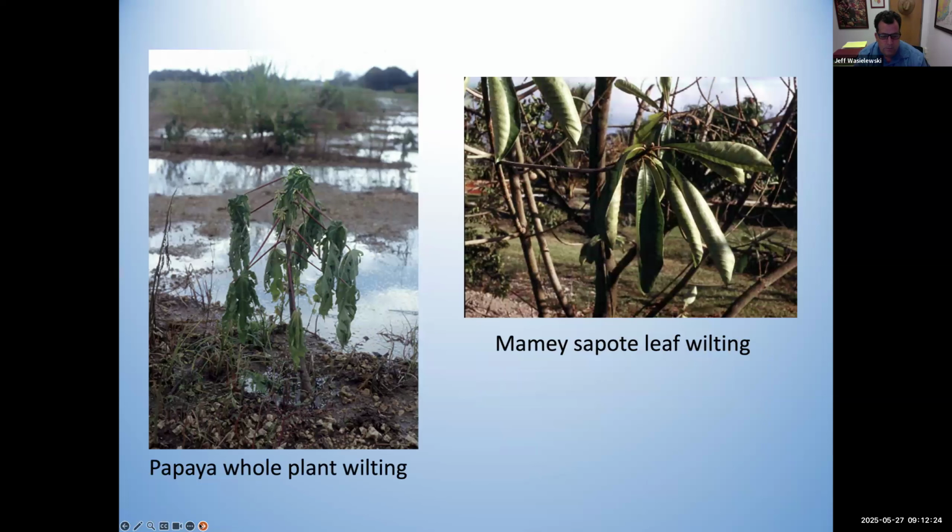Here's a papaya. The whole plant is wilting. Papayas are very susceptible to flooding. Meme sapote, you have leaf wilting. So you might look at that and say, oh, this is drought. It's not getting enough water. But that's because there's so much water that the roots can no longer work.